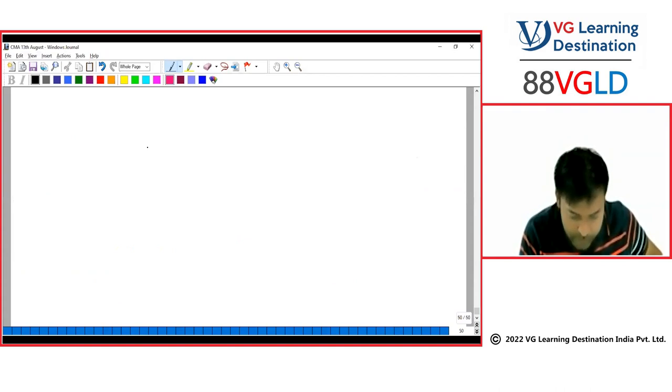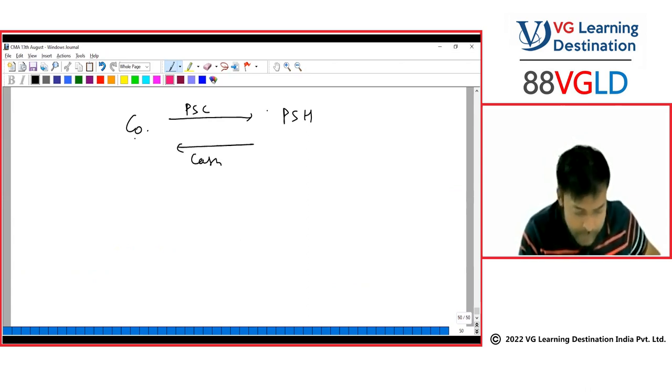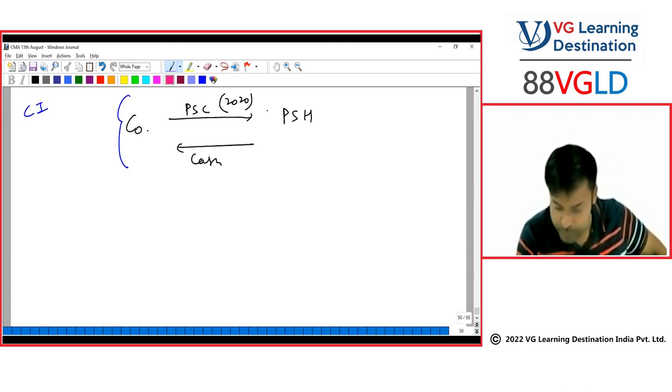This is the company, everyone. Company issues preference share capital. So these are the preference shareholders. Company issued preference share capital and the company receives the cash. Year is 2020. Cash inflow, cash outflow. Correct, John, cash inflow. Which activity is that? IA, FA, OA? It is FA.